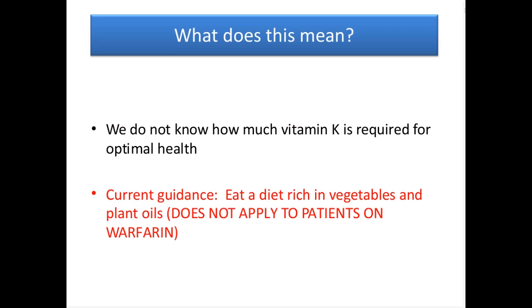So what does this all mean? First of all, we don't know right now how much vitamin K is required for optimal health. And that, I know, is a very frustrating conclusion, but what we recommend right now is to eat a diet rich in vegetables and plant oils, and you will have more than adequate vitamin K. Now, clearly this does not apply to patients on warfarin. This recommendation is for people who have normal clotting.